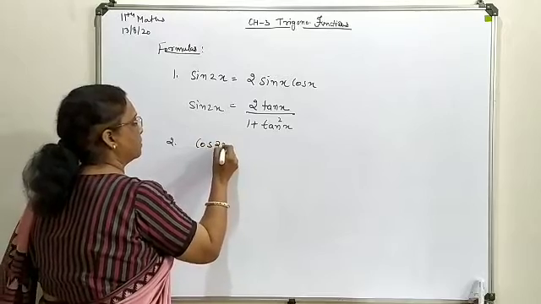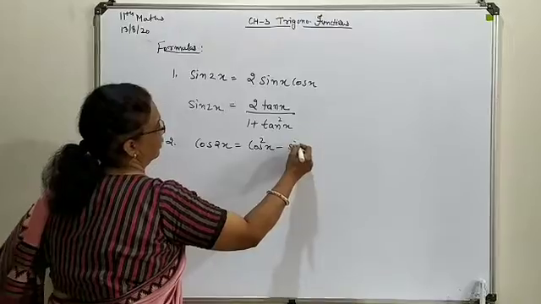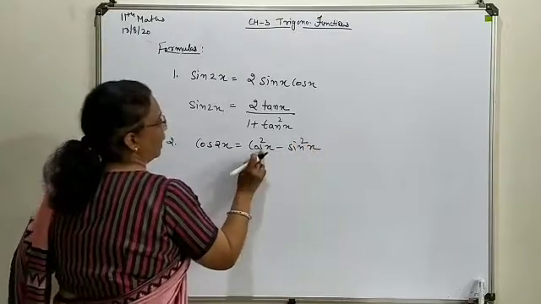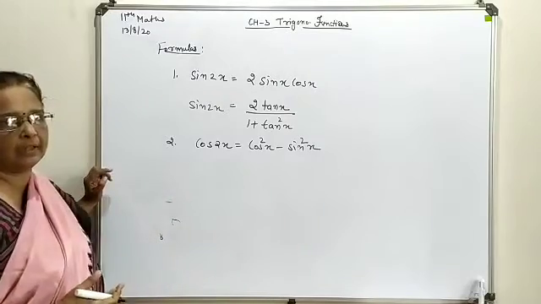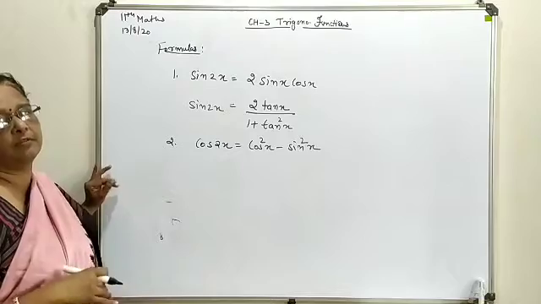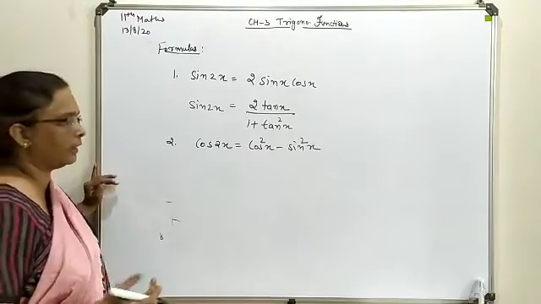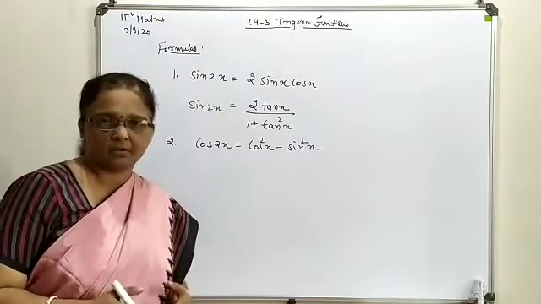Cos 2x, first and the basic formula is cos square minus sin square. Now sometimes it will be required that you write cos 2x in terms of cos only. So what will you do at that time? Obviously this sin square you will write in terms of cos as 1 minus cos square.